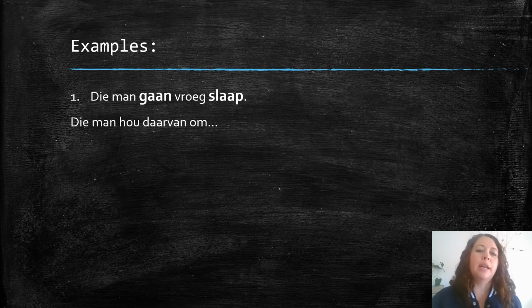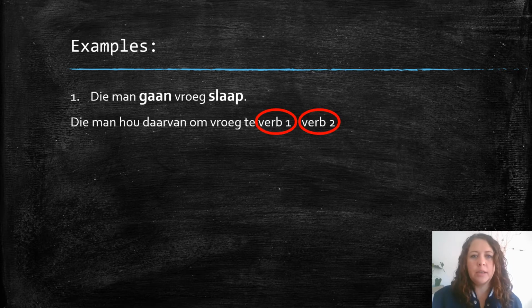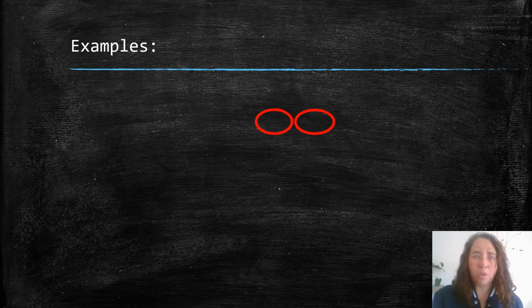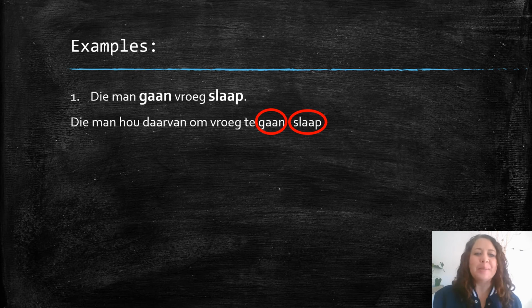And then this is what you will get underneath. Die man hou daarvan om. So when you see om, you know it is your infinitive. So now you're going to write the rest of your sentence until before the first verb. So we only have one word. The rest of the sentence. Die man hou daarvan om vroeg. And now we need to put in te and our verbs. So te, verb 1 and then verb 2. So te gaan slaap. So die man hou daarvan om vroeg te gaan slaap.